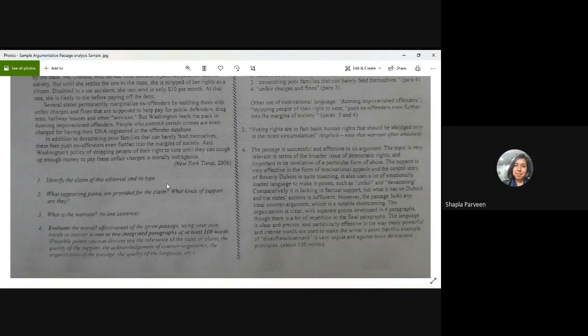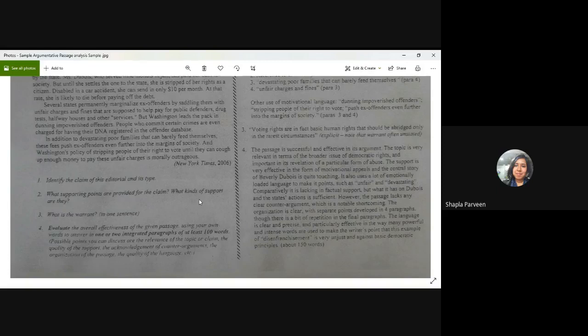Normally it's in the introductory paragraph, but sometimes it can also be at the end. In fact, in this passage, the claim statement is actually at the end, but normally you'll find it at the beginning. Okay, and then question number 2 says, what supporting points are provided for the claim? What kinds of support are there? All right, so you have to identify the supporting points to support the claim statement.